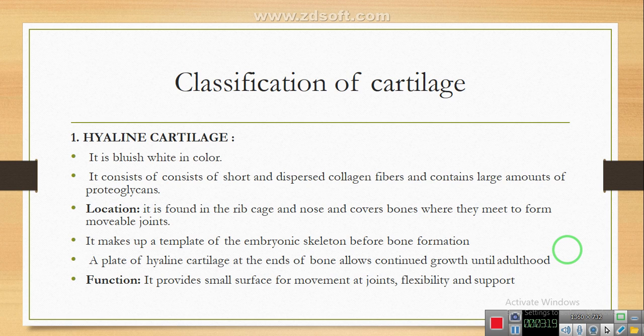When the bones start to form in the embryo, the hyaline cartilage develop a template of those bones in the embryonic skeleton. And the plate of the hyaline cartilage at the end of the bones basically allow the growth of the bones until the adulthood. And function of the hyaline cartilage is to provide flexibility and support to the joints for the movement.